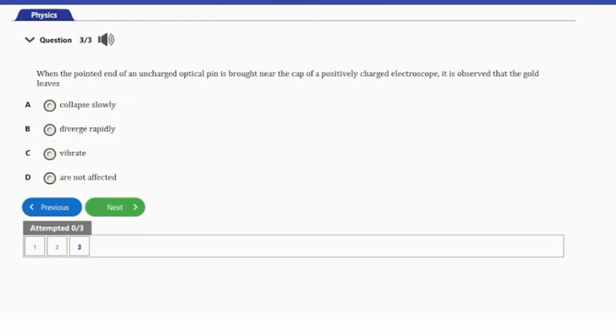When the pointed end of an uncharged optical pin is brought near the cap of a positively charged electroscope, the gold leaves will collapse slowly, and that's option A. So that's it for this question, and this is where we'll end this video for today.